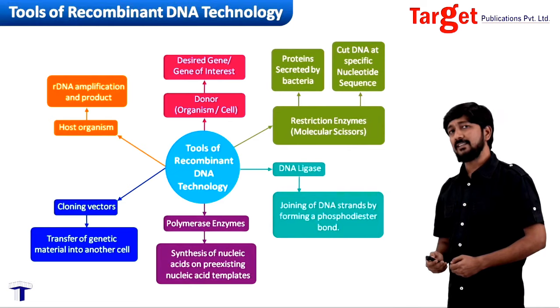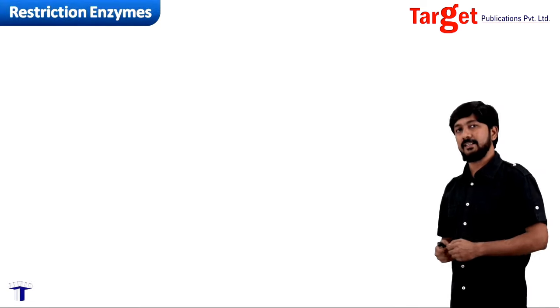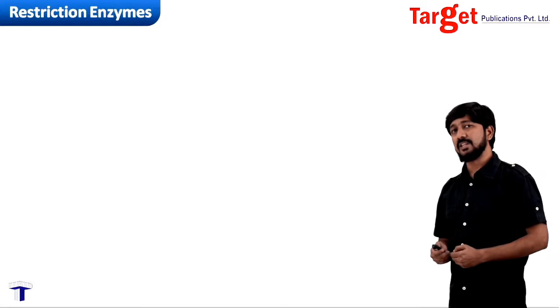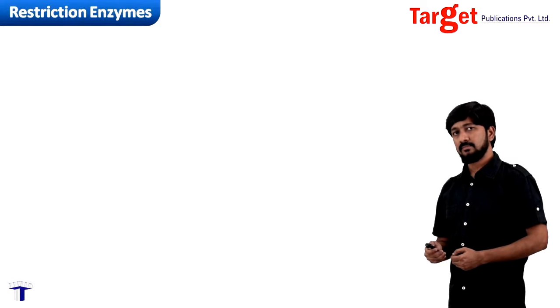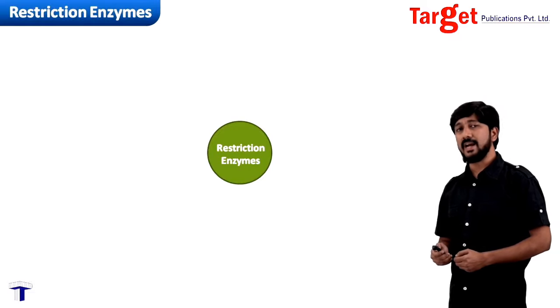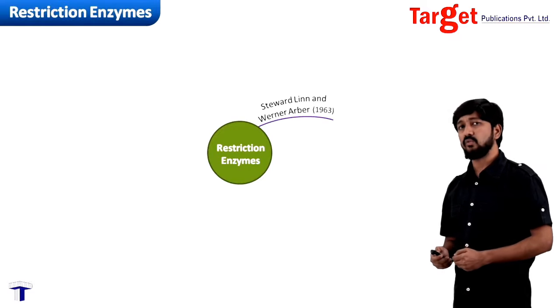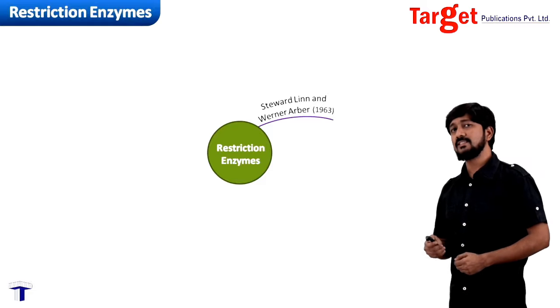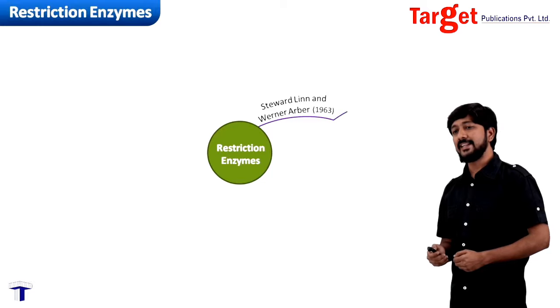Now let us understand restriction enzymes in more detail. As we discussed, restriction enzymes are molecular scissors. These restriction enzymes were first isolated by Stewart Linn and Werner Arber in 1963. They isolated these restriction enzymes from the bacterium E. coli.